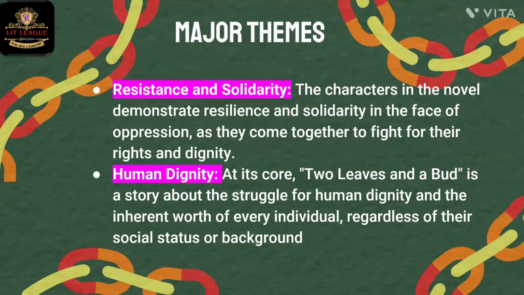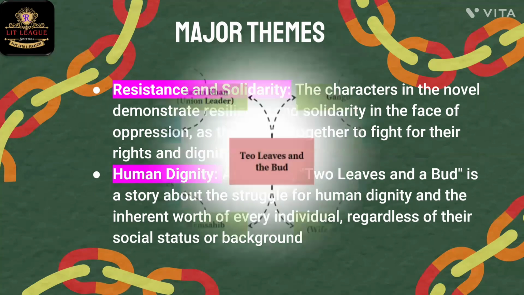Resistance and solidarity. The characters in the novel demonstrate resilience and solidarity in the face of oppression as they come together to fight for their rights and dignity. Human dignity. At its core, Two Leaves and a Bud is a story about the struggle for human dignity and the inherent worth of every individual, regardless of their social status or background.